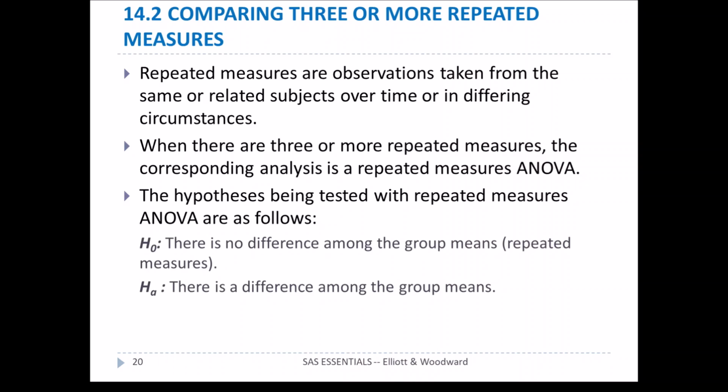So if you're not careful, it's very easy to get confused about which tests to use. But just look at where the means are coming from. Are they from independent samples where in each group there are different individuals or entities, or is it the same person or group being observed more than once? Then that would be a repeated measure. So when there are 3 or more repeated measures, the corresponding analysis is a repeated measures ANOVA. And the null hypothesis is that there's no difference among the group means in the repeated measures, or alternatively, there is a difference between the group means.